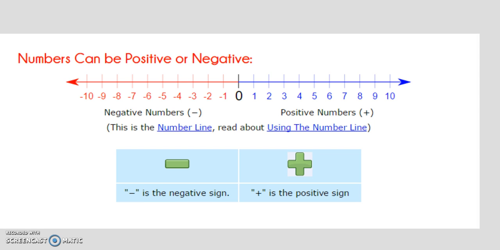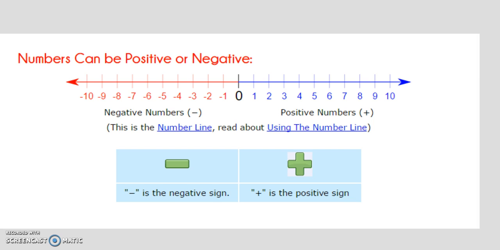Numbers to the right of 0 on the number line are positive numbers. These numbers are represented in blue on our screen. Numbers to the left of 0 on a number line are negative. These are the numbers represented in red. 0 is a neutral number, which means it is neither positive nor negative.